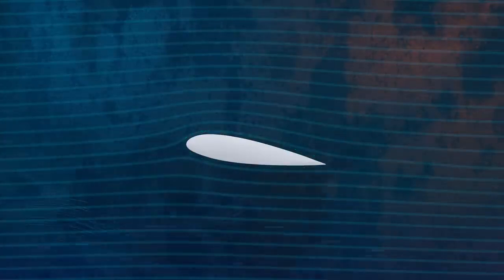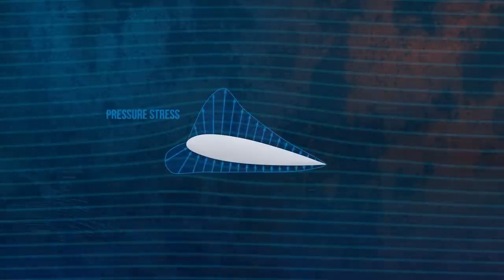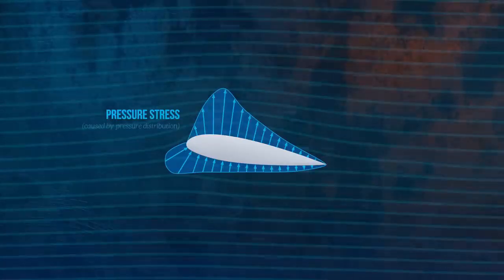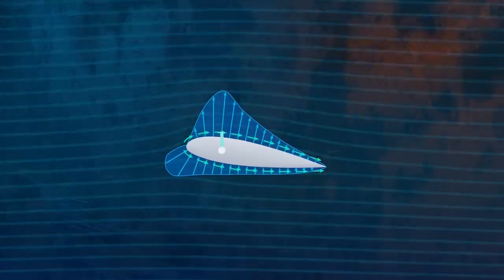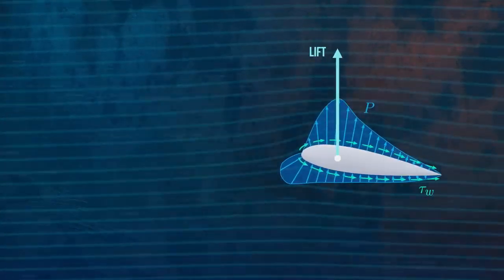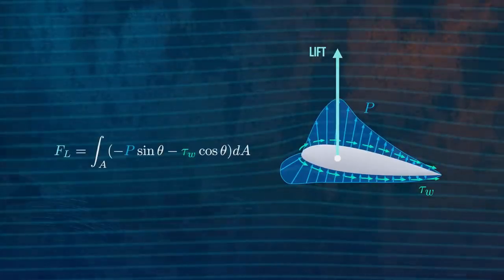Then we have the pressure stresses. They act perpendicular to the object's surface and are caused by how pressure is distributed around it. Lift is the resultant of these two stresses in the direction perpendicular to the flow. The only way a fluid can impart a force onto an object is through these stresses. Integrating the stresses in the lift direction over the surface of the airfoil gives us the lift force.